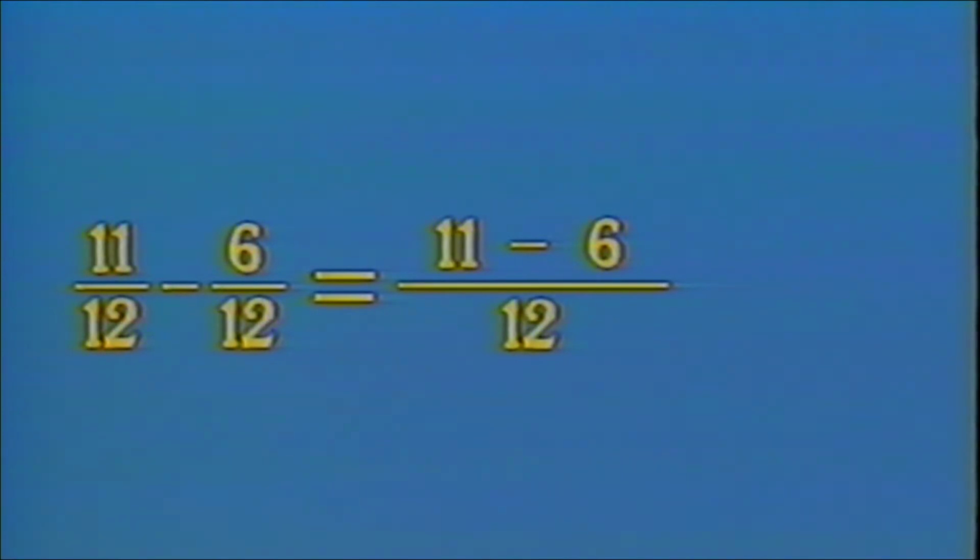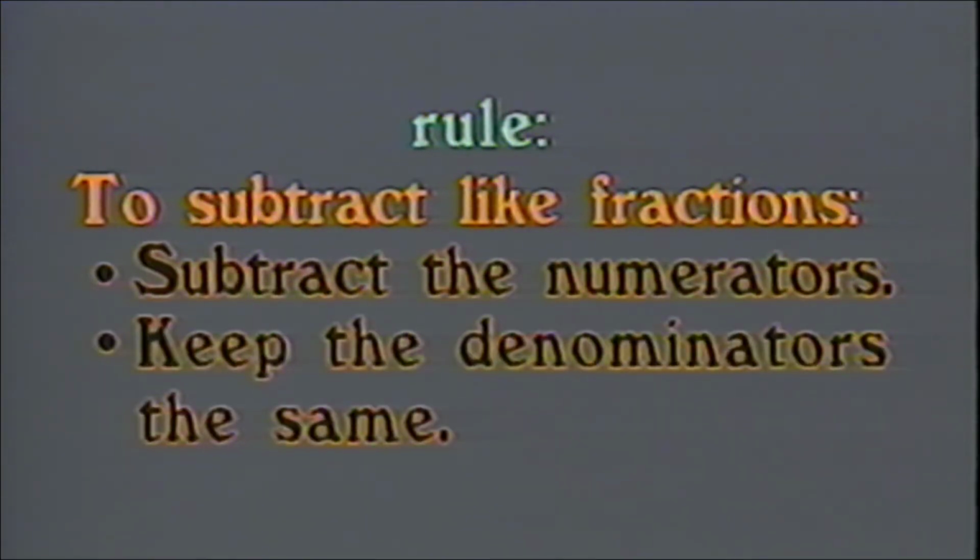11/12 minus 6/12. That's just like the 11 eggs I had. Then I used 6 to make scrambled eggs. So I had 5 eggs left. That's 5/12 of a dozen. You've got it. To subtract like fractions, subtract their numerators and leave the denominator the same. Exactly. Let's try some more.